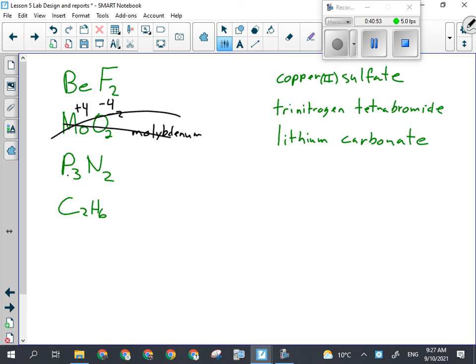Copper(II) sulfate, that's the Cu with the 2+ charge, with sulfate, which is -2: CuSO4. Remember, the Roman numeral tells us the charge. Trinitrogen tetrabromide: N3Br4. We just use the prefixes. Lithium carbonate, lithium's a +1, carbonate is a -2. Drop and swap. We don't need brackets on that one because the 2 applies to the lithium and not the carbonate.